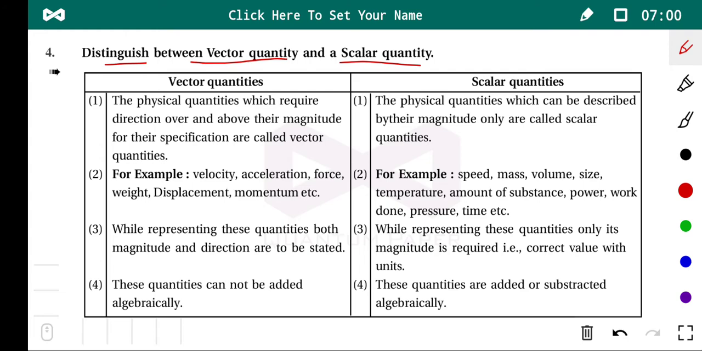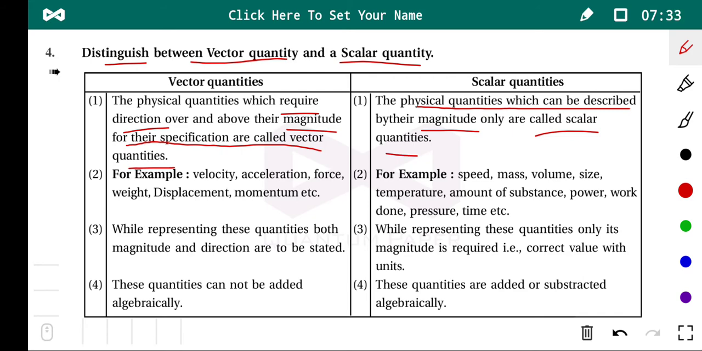First, we move on to vector. Vector requires directions and magnitude both. So the physical quantity which requires directions over and above its magnitude for its specification, we call a vector quantity. We can write it in a simple way: the physical quantity which needs magnitude and directions, we call a vector quantity, and the physical quantity which can be described by magnitude only is called a scalar physical quantity.